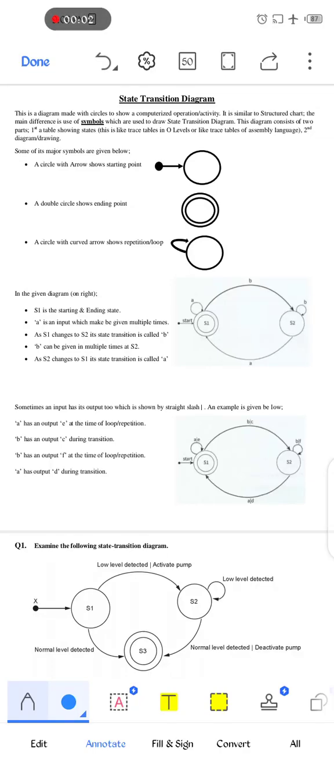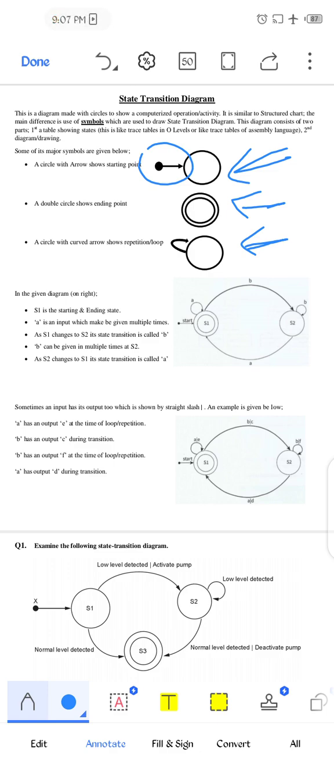Okay, let's start discussing the questions of state transition diagram. In the previous video, as I told you, a single circle indicates the starting state, and it is a starting state if it has a black dot arrow. Secondly, a double circle indicates the last state, or you can say ending state. The third case is if a circle has a curved arrow, that shows a loop. All right, so come to the question.